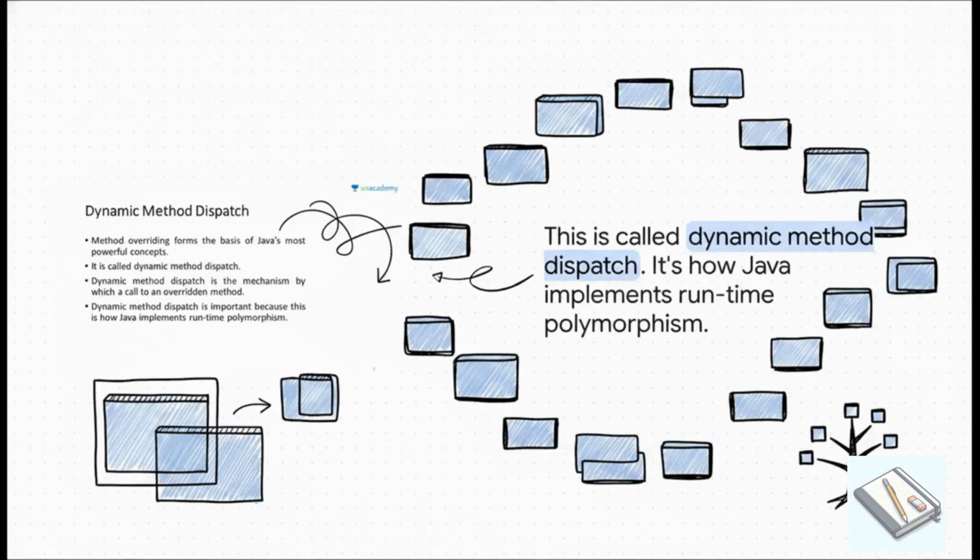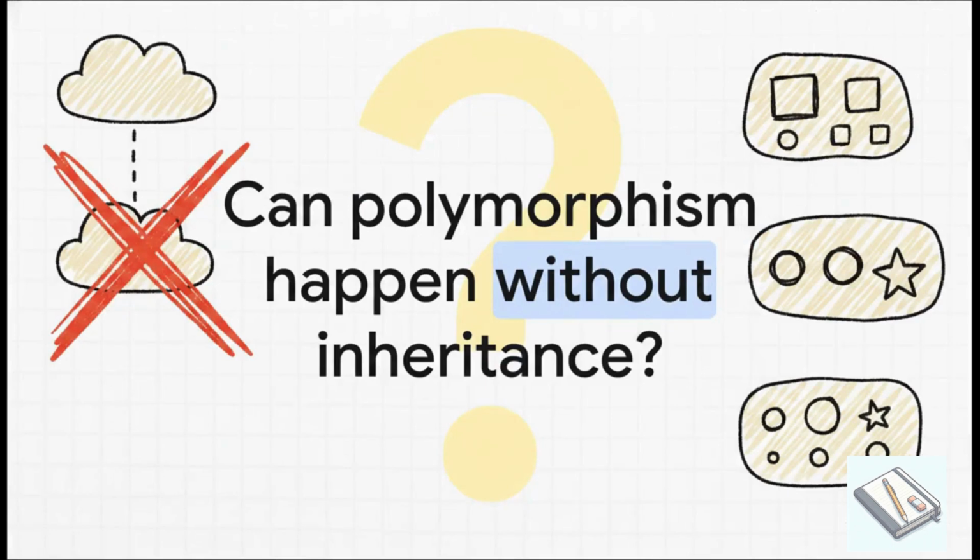This whole process has a fancy name, dynamic method dispatch. As our source material points out, this is the engine under the hood. The method call is dispatched dynamically to the correct implementation when the program is actually executing. Okay, so everything we've seen so far relies on this inheritance relationship, right? A parent class and some child classes. But what if we want the many forms thing without all that? Is it even possible? Can you have polymorphism without inheritance?